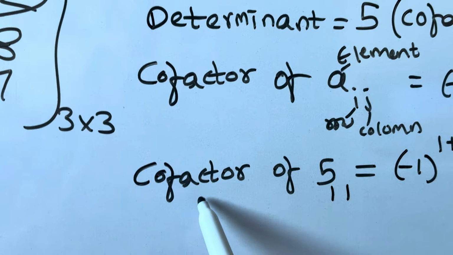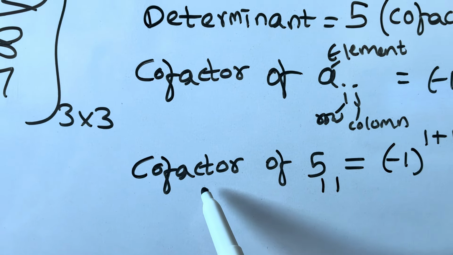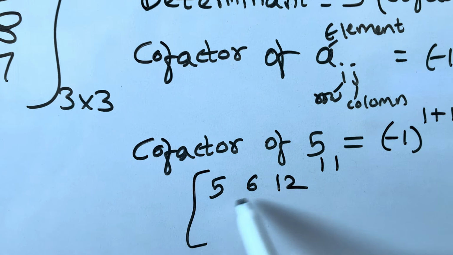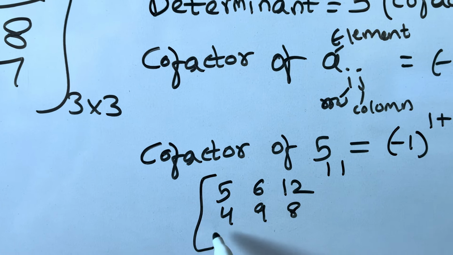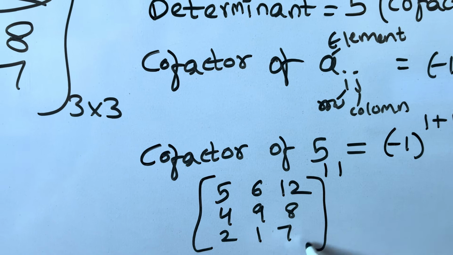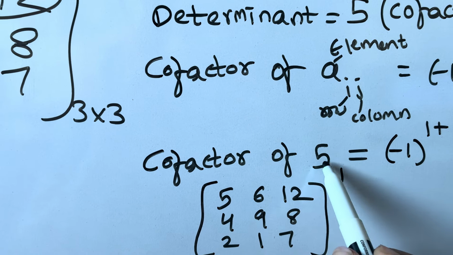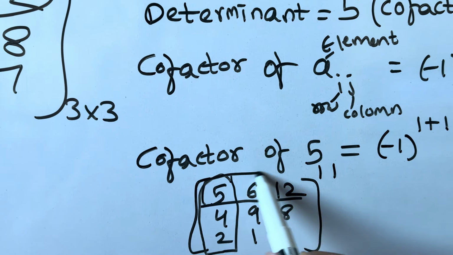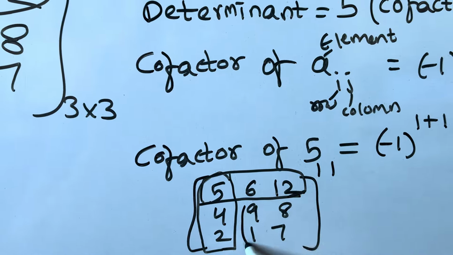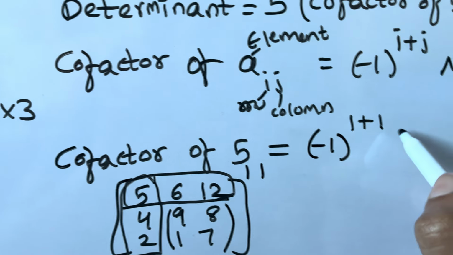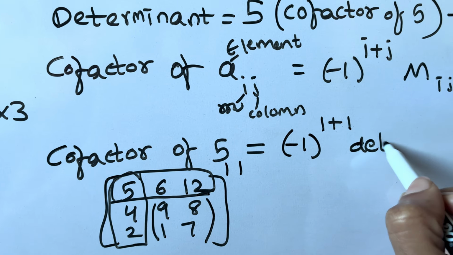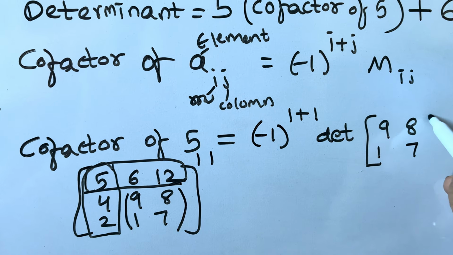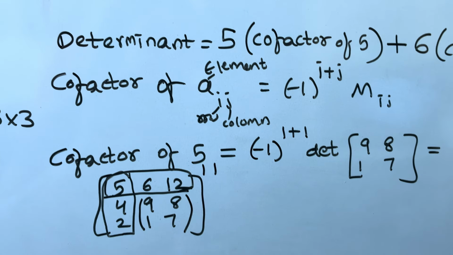and minor is the matrix that is formed by eliminating the first row and first column. So let me rewrite the matrix for you here, which is 5, 6, 12, 4, 9, 8, 2, 1, 7. So for finding the minor of the 5, which is first row and first column, I'm eliminating that with the boxes here. My remaining matrix would be in the brackets. So my minor would be determinant of 9, 8, 1 and 7. So this is how you find out the cofactor of 5.